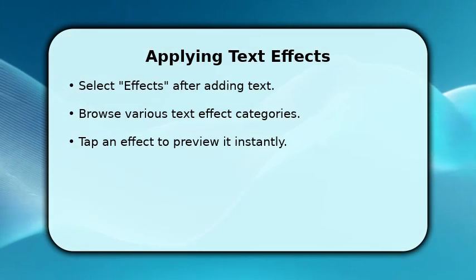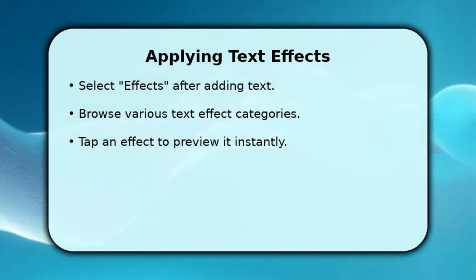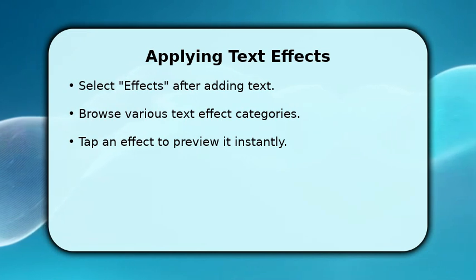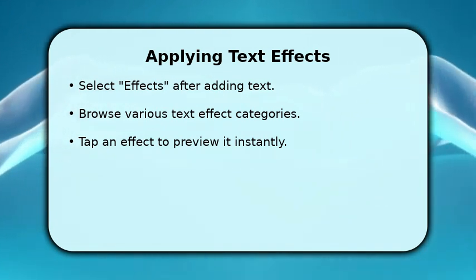Once your text is on the timeline, tap on it to reveal the editing options. You'll see an Effects button. Tap that to explore a wide range of text effects. Capcut organizes these into different categories, making it easy to find what you're looking for. Just tap on any effect to see how it looks on your text in real time.